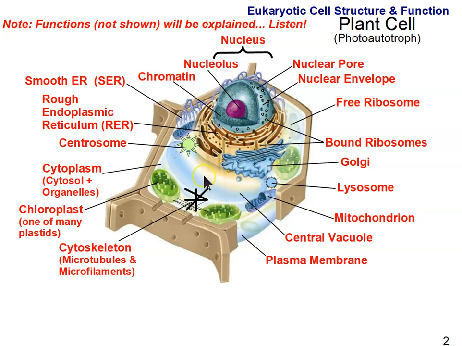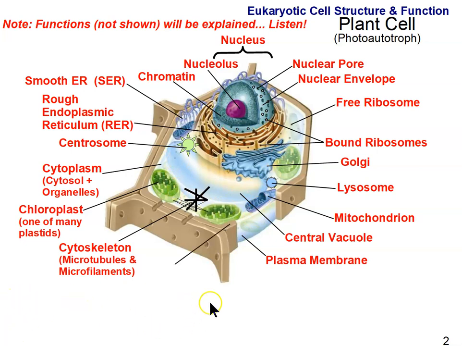That pressure is why plants are able to stand up. And if you don't water the plant, then the pressure within the central vacuoles decreases, goes down, and the plant wilts. So its primary function is storage, but its secondary function is to support the whole plant and support the plant cell.